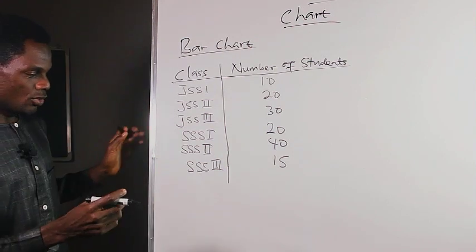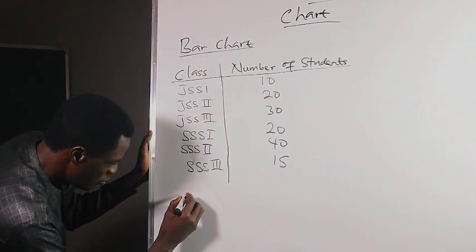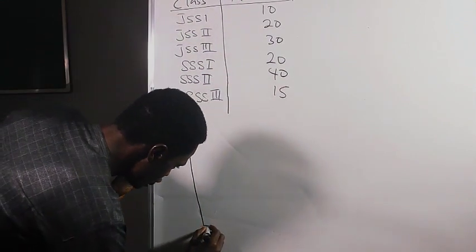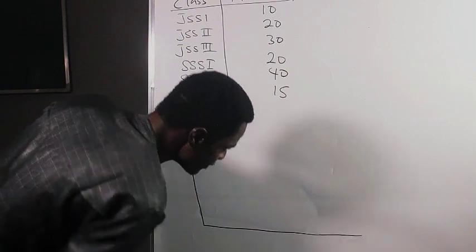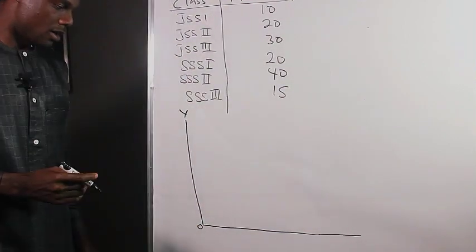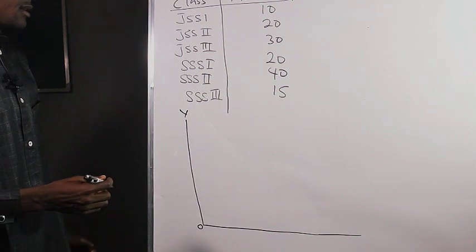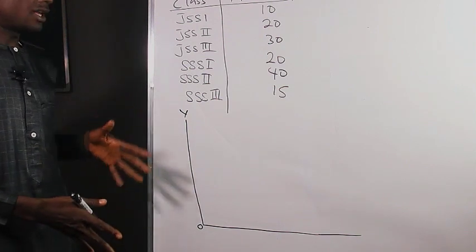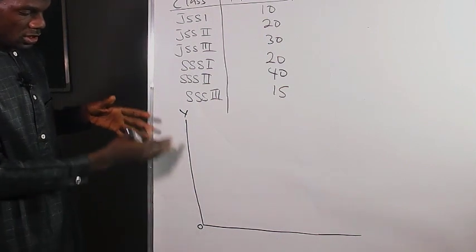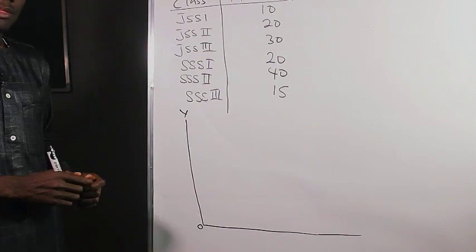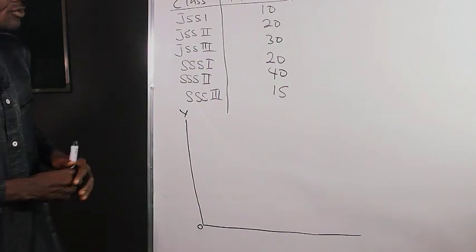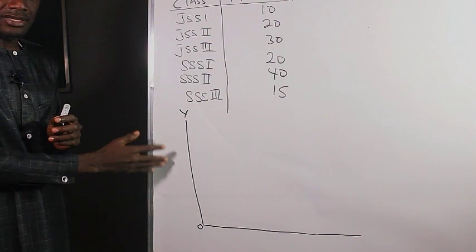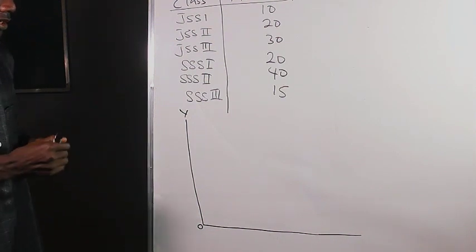So the first thing we are going to do in constructing a bar chart is to draw the y-axis. Then we draw the x-axis. And here we have 0. That is where they intersect. Now, the next thing we are going to do is to decide which class interval we are going to allocate on the y-axis so that we show the length of each bar. Now, as we see, the difference between each class is 10.